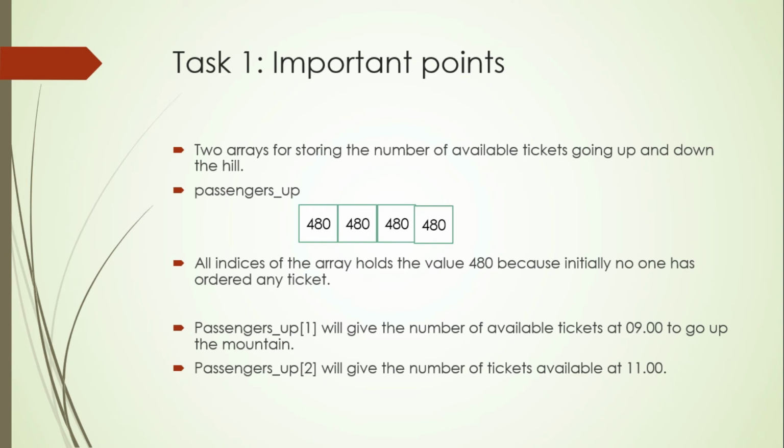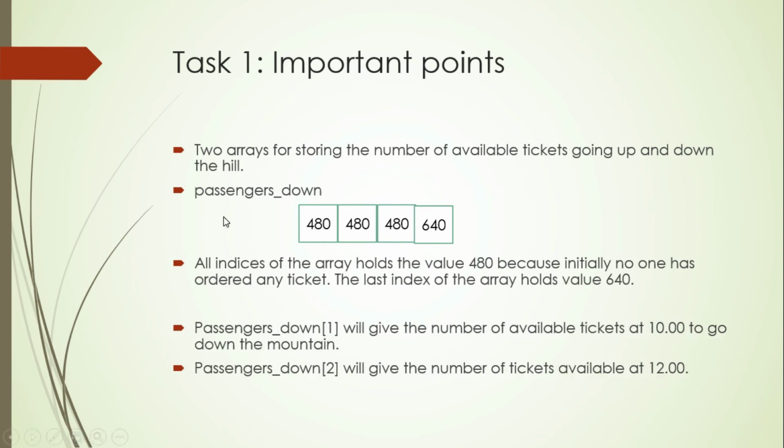So for example, passengers_up[1] will give me the number of available tickets at 9 AM to go up the mountain. Same for passengers_up[2], which will give the number of tickets available at time 11.